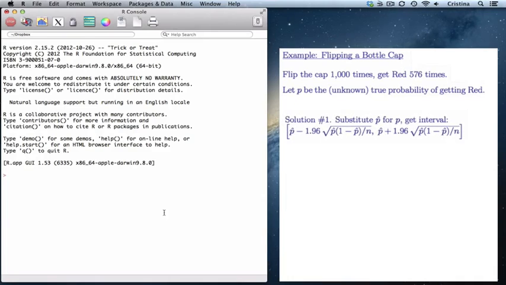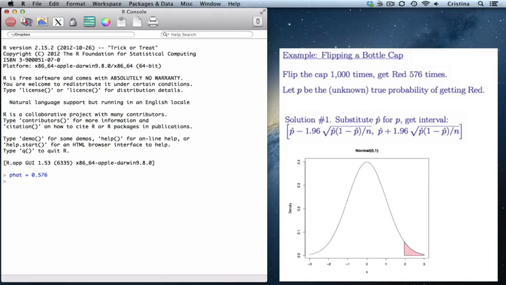The first method you learned was to substitute p hat for p to obtain the 95% confidence interval. We'll let p hat equal 0.576. To obtain the critical value z from the standard normal distribution, we will use the qnorm function, which stands for quantile normal. Recall that this value z from the standard normal distribution has probability above it of 0.025, or alpha over 2. In the qnorm function, we specify the upper tail probability of 0.025, the mean and the standard deviation of the standard normal distribution, and since this probability is in the upper tail, we need to specify lower.tail equals FALSE.